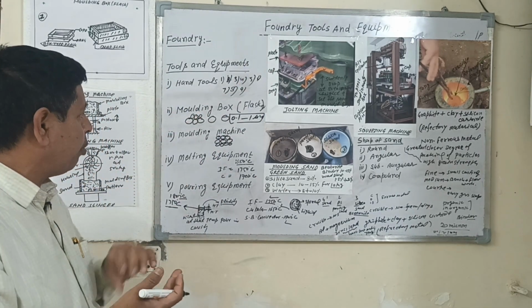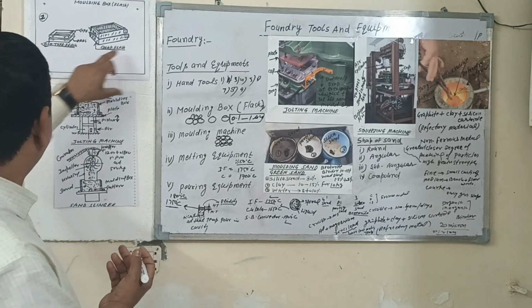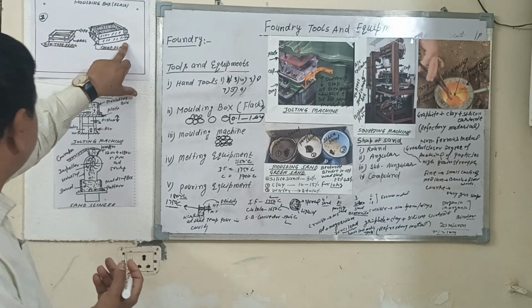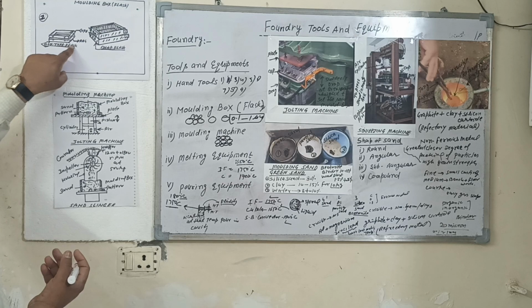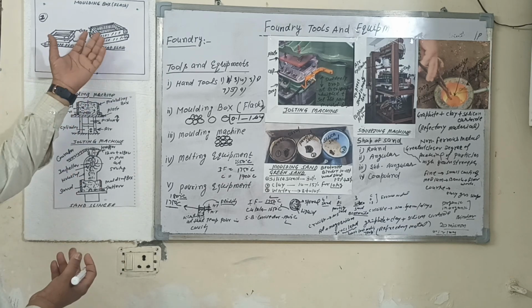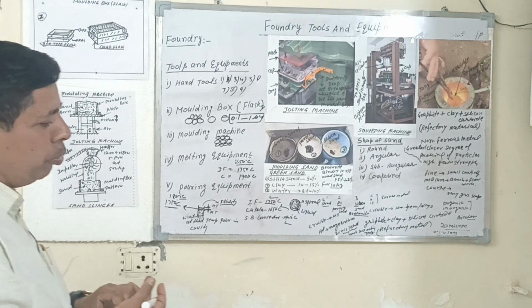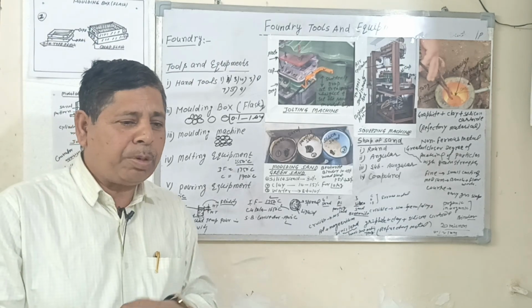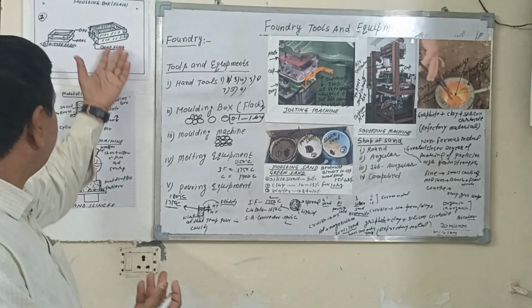Second number is the molding box. Different types of molding boxes are used. This is a box type flask. This is a snap type flask. These are the molding boxes. The molding boxes are used for molding different types of casting patterns.